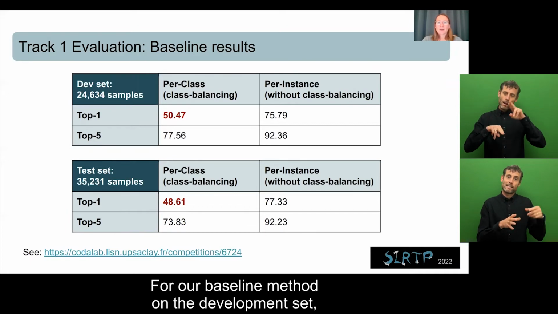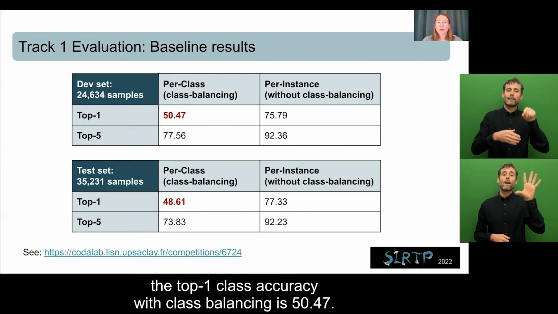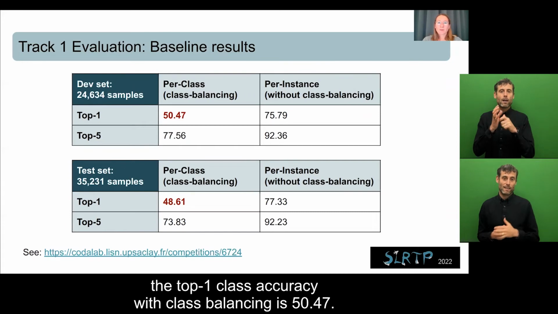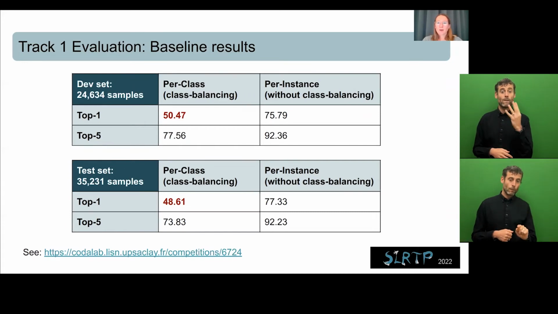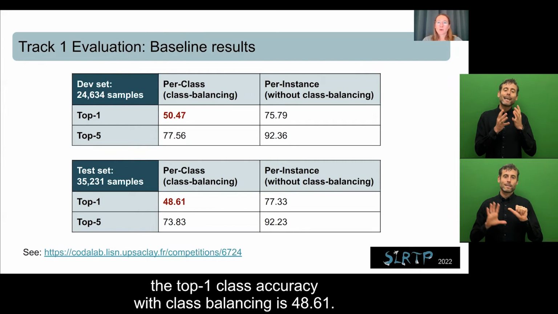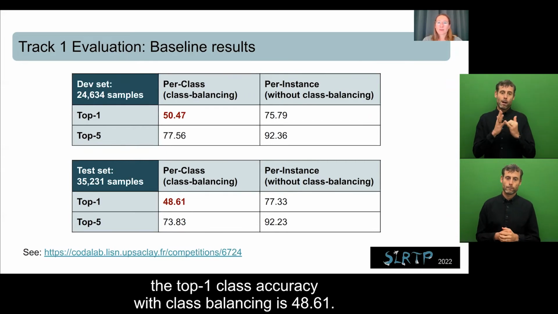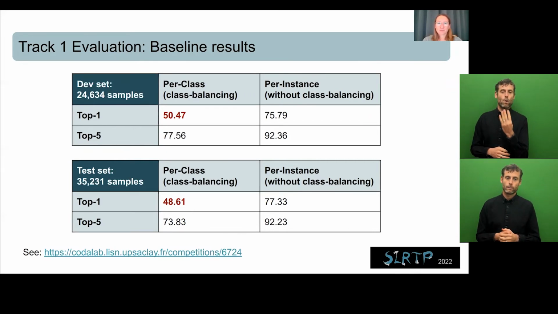For our baseline method on the development sets, the top 1 class accuracy with class balancing is 50.47. For our baseline method on the test set, the top 1 class accuracy with class balancing is 48.61.